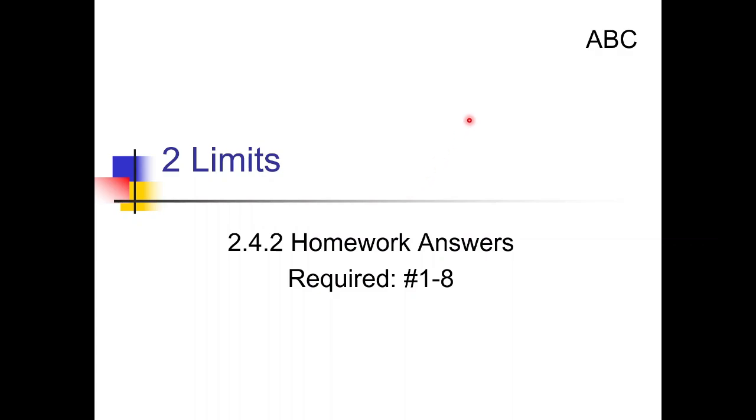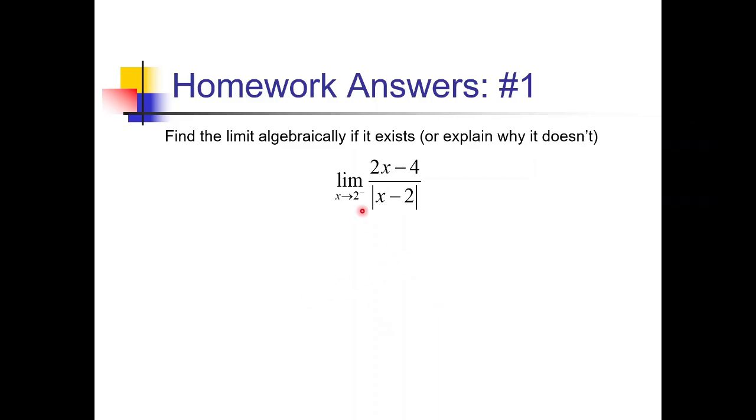Mr. Sutton here, bringing you the AB Calculus 2-4 Part 2 homework solutions on limits of absolute value and the squeeze theorem. On this problem, I'm trying to find the limit as x approaches 2 from the left side of (2x - 4) over the absolute value of x - 2.